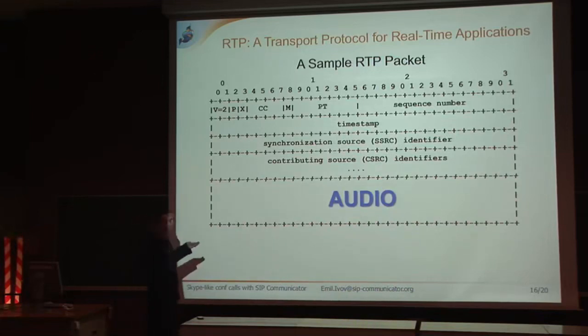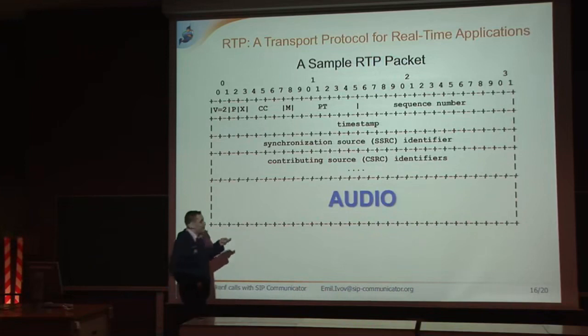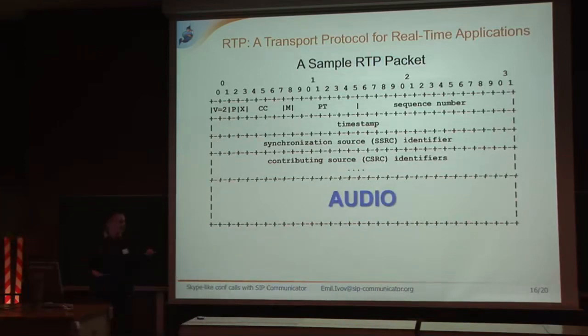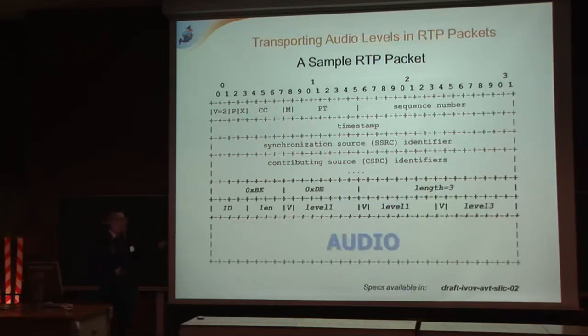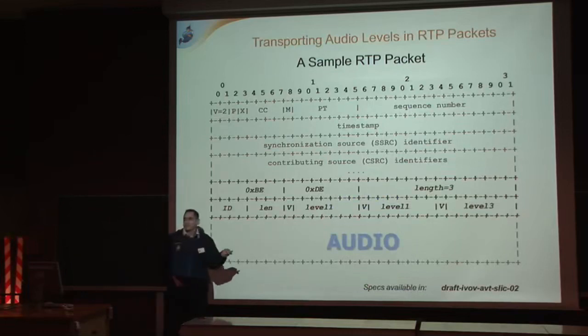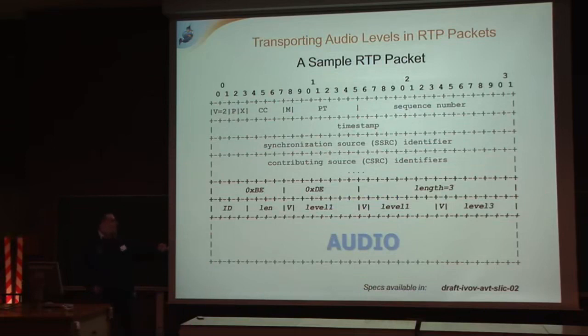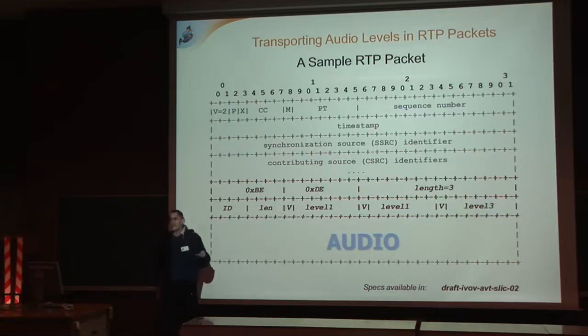It's actually quite obvious that the most sensible thing to do at this point would be to simply add a list of audio levels right after the list of the identifiers. And that's what we did. We added an enumeration of audio levels here that come in the same order as the CSRC identifiers. And that was the last piece necessary to implement the user interface that I'm talking about.